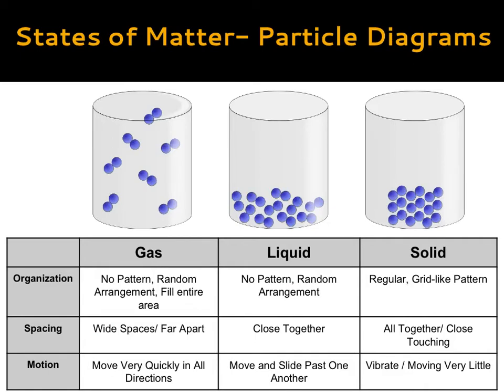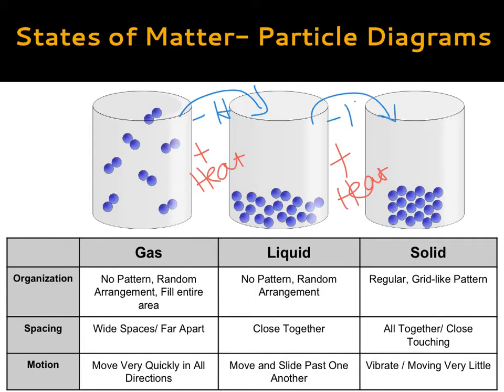Going from a solid to a liquid is basically adding heat. Going from a liquid to a gas would be adding heat. And then if you were going the other way, going from gas to liquid, it would be subtracting heat. Going from liquid to solid would be subtracting heat, okay? And there are words to describe those changes, and we'll come back to those in later units. But for right now, I just wanted you to picture what the particles would look like.